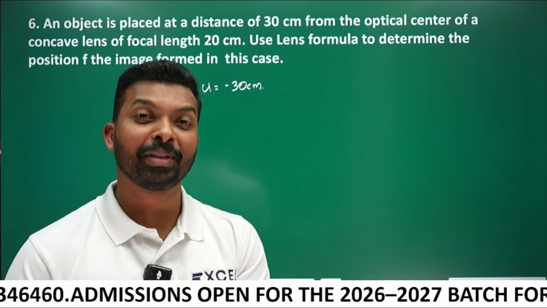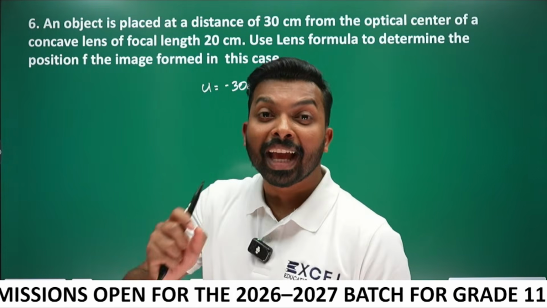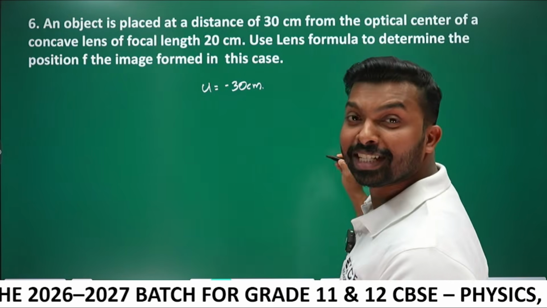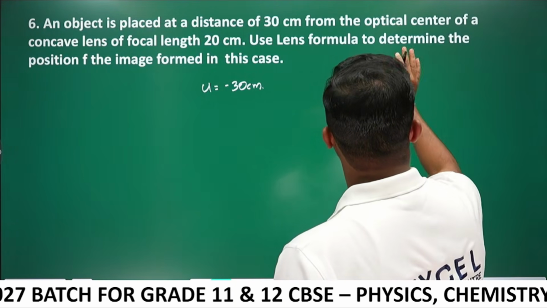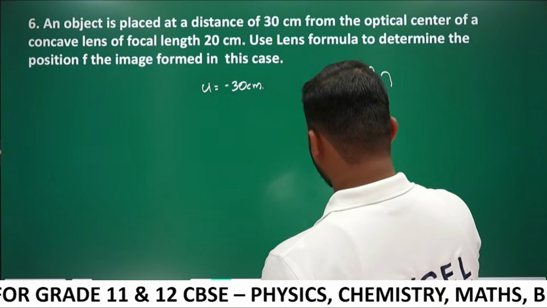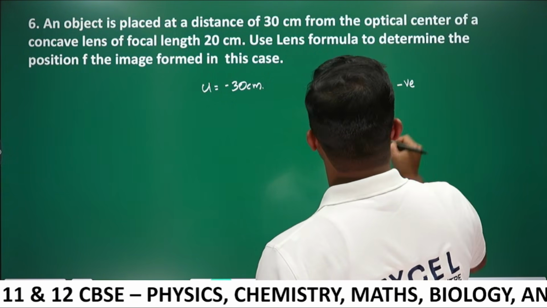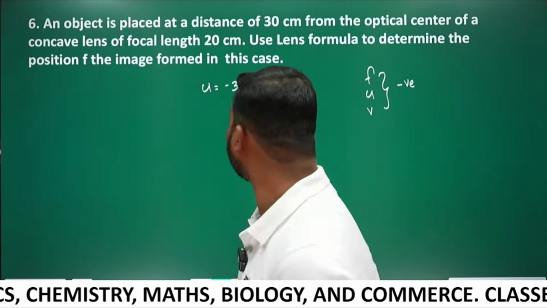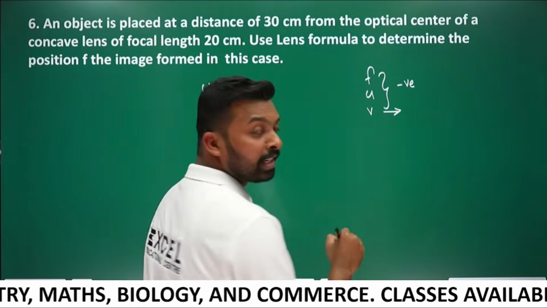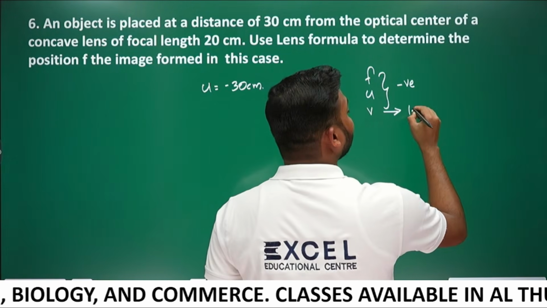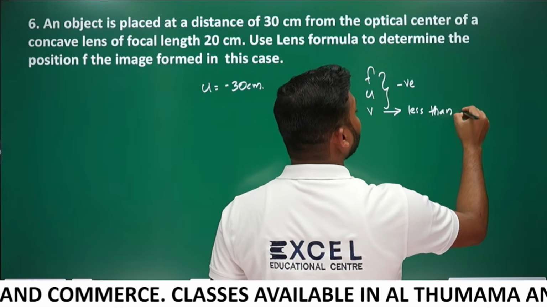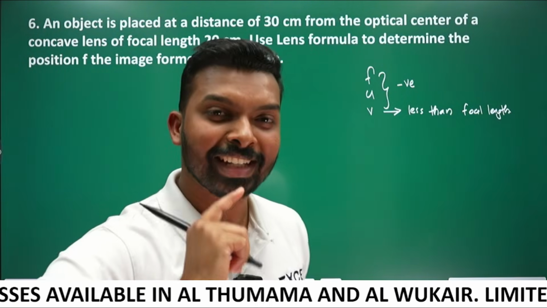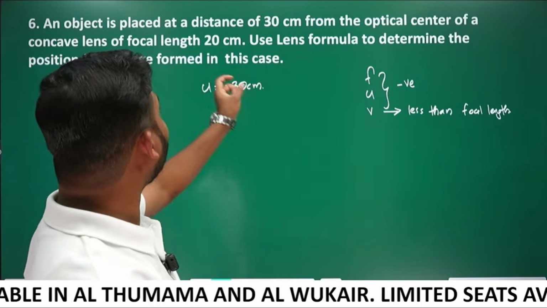There is something very interesting about a concave lens. The focal length, object distance, image distance, all of these are negative. F value, U, V, everything is negative. And one more thing: the V you find will always be less than the focal length. That is a tip for finding your answers. I'll tell you what is happening here.